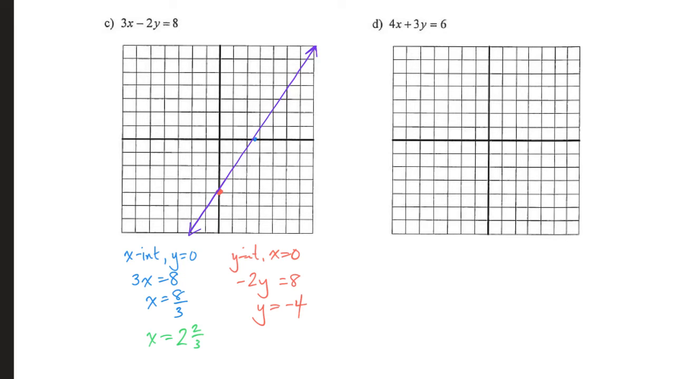Okay, same thing as we get to D now. I'd like you to go through, do all that algebraic work down below, and produce a picture for D. Okay, pause the video now.